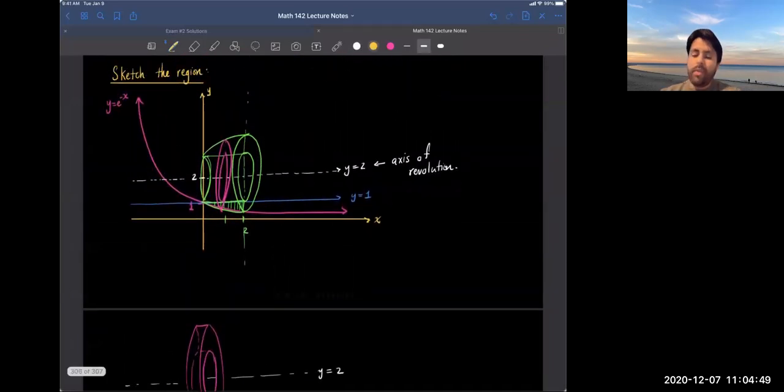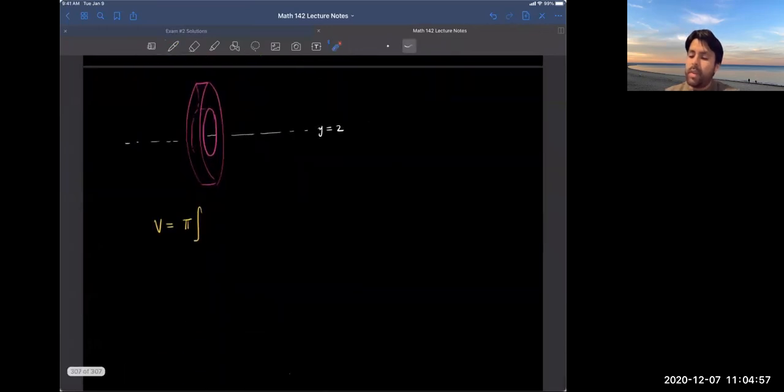Then your x values go from 0. Again, just look at it based upon the region, where my x values go up from 0 to 2. So my integration bounds will be 0 to 2.